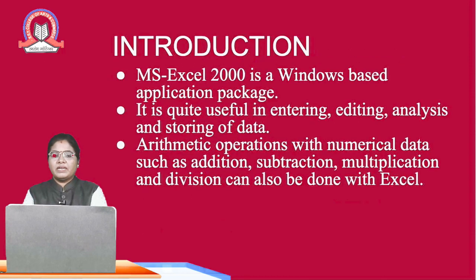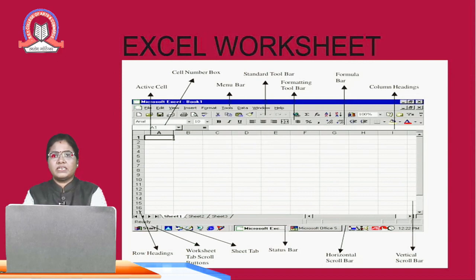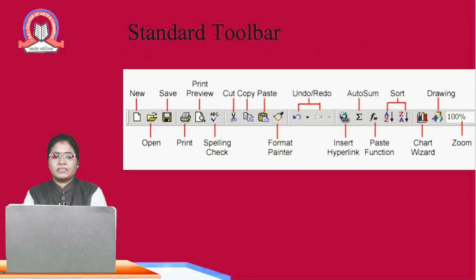Introduction. Microsoft Excel 2000 is a Windows based application package. Now the updated version also came. It is quite useful in entering, editing, analyzing and storing of data. Arithmetic operations with numerical data such as addition, subtraction, multiplication and division can also be done in Microsoft Excel. This is the worksheet already we have seen in part 1 of the video. Standard toolbar also we have already learned from the first video.